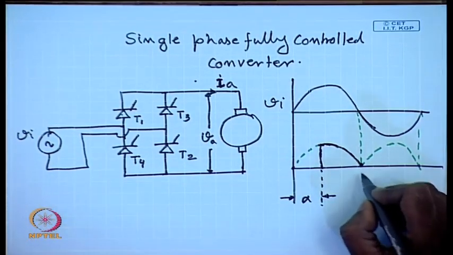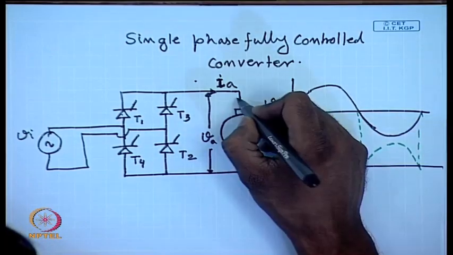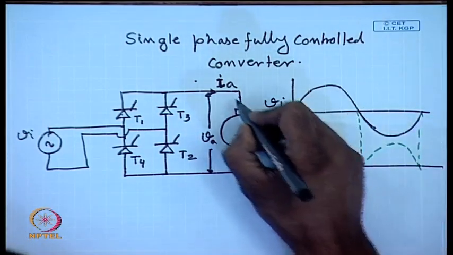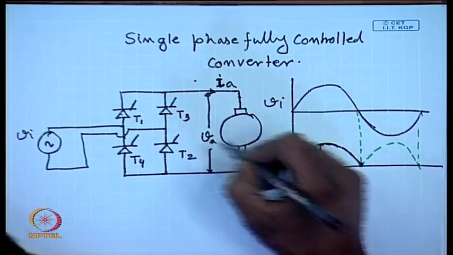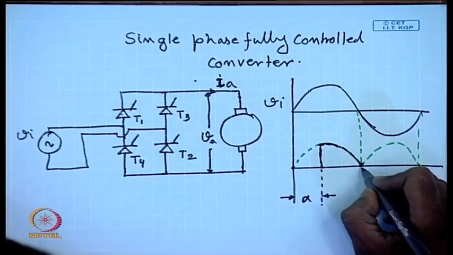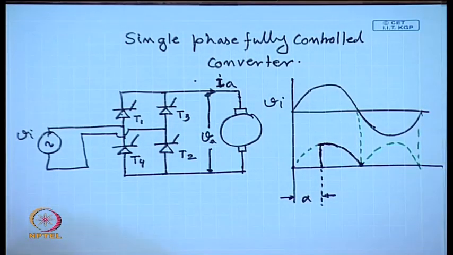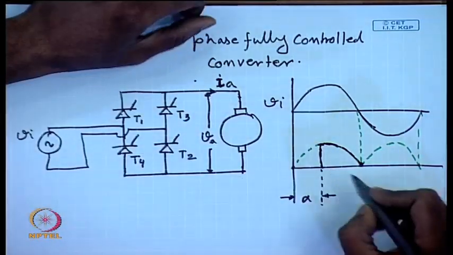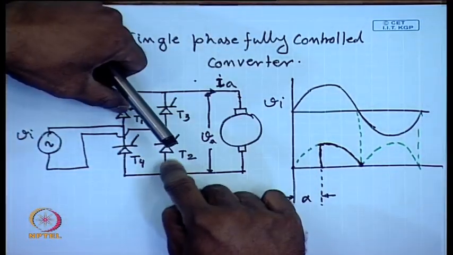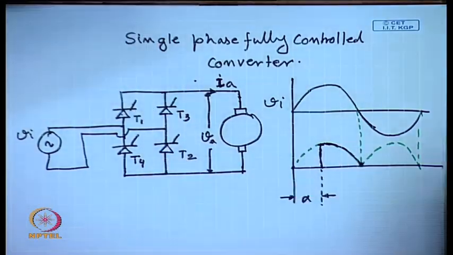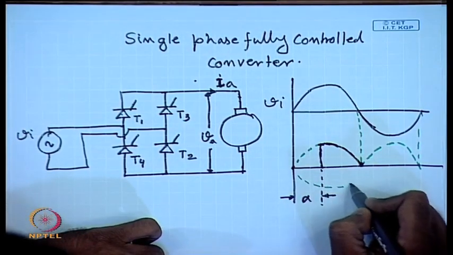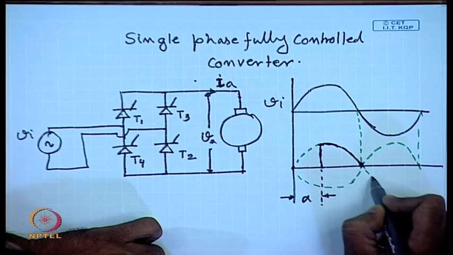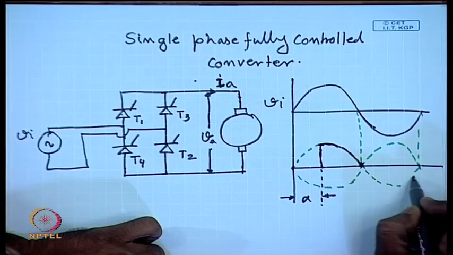However, as we have mentioned, this armature has inductance, so even though the armature voltage becomes 0 here, the current through the armature may not be 0, and hence it will continue to flow. T1 T2 will then not turn off, because until and unless the current through them becomes 0, these devices do not turn off. So, it will continue to follow the input voltage V I.